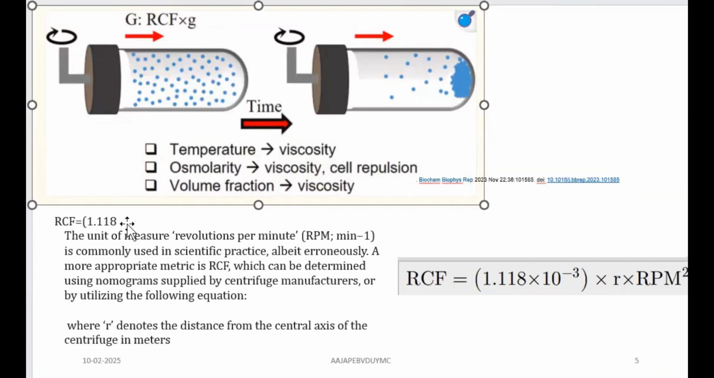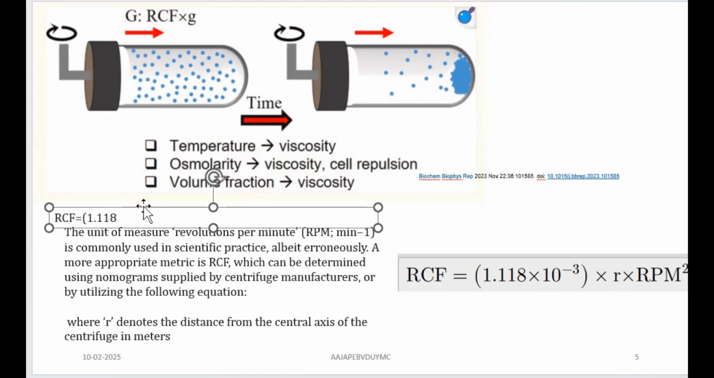Now, let's look into the details, right? A unit of measurement of revolutions. The revolutions are going to generate the force. So the unit of measure of revolution is revolutions per minute, right? And when you talk about an appropriate metric, it is referred to as relative centrifugal field, RCF. And this is determined using the formula RCF equal to 1.118 into 10 raised to minus 3 into R into RPM square.